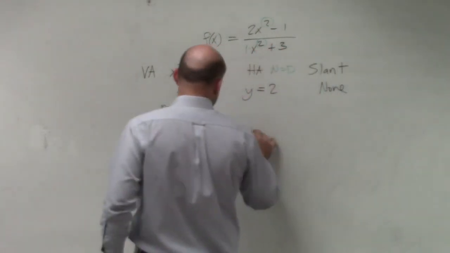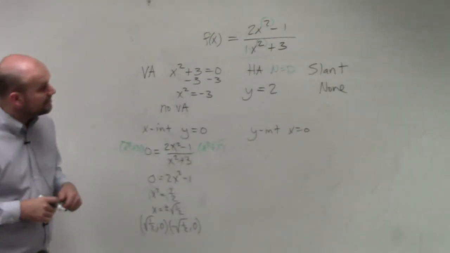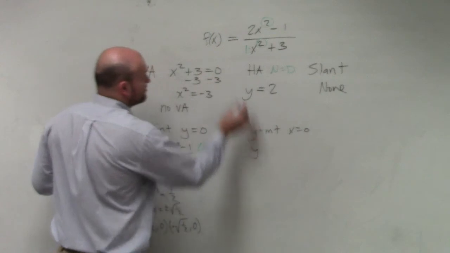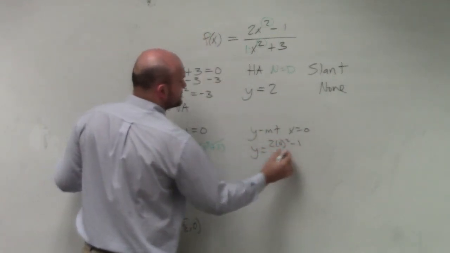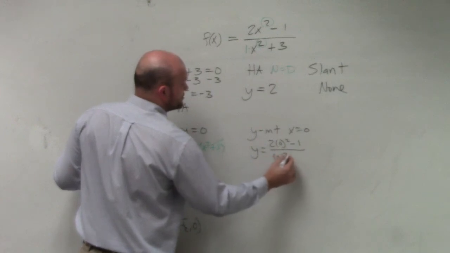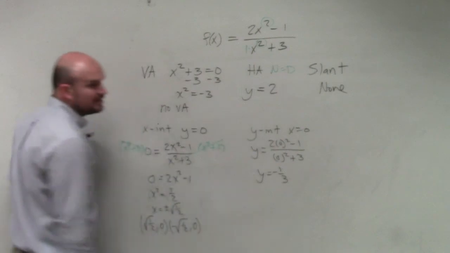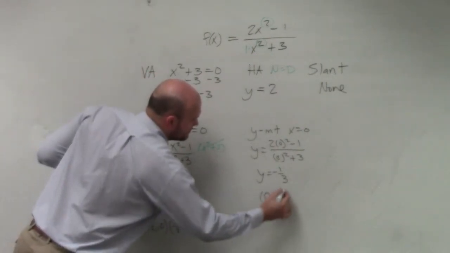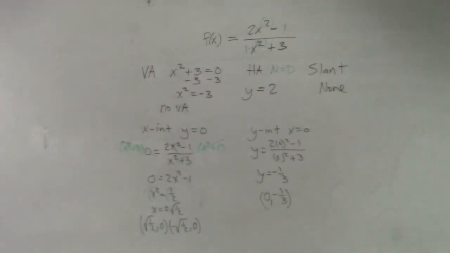To find the y-intercept, x equals 0. So therefore, all I'm going to do in this case is just plug 0 in for x. So I'll just replace f of x with y, and I have 2 times 0 squared minus 1 over 0 squared plus 3. And you can see I get y equals negative 1/3. And then I can write that as a coordinate point, 0, negative 1/3. So therefore, I found the x-intercepts, the y-intercept, and all of the asymptotes.